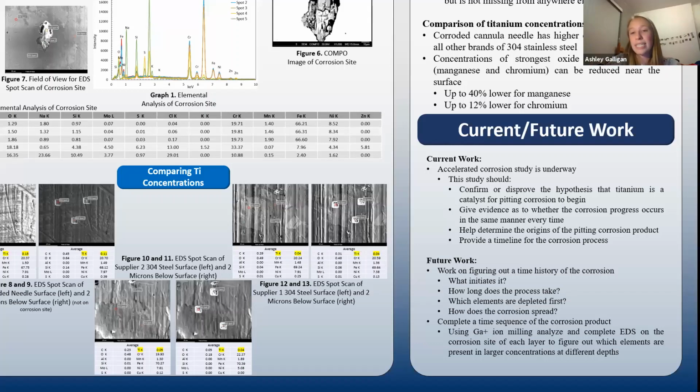And what we're trying to do with this is confirm or disprove the hypothesis that titanium acts as a catalyst for corrosion, specifically pitting corrosion, as well as to get an idea of how this corrosion progresses and what's happening both as a time sequence and chemically throughout this process.